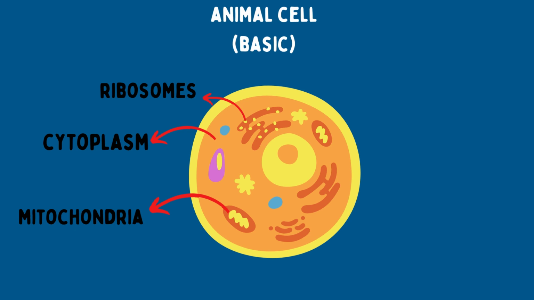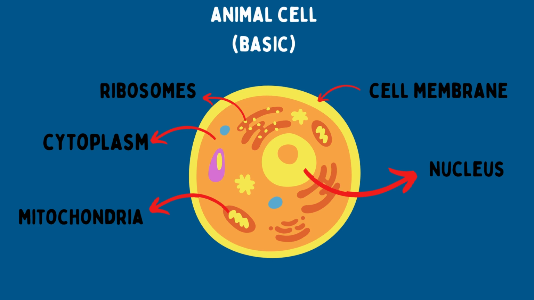Ribosomes. They are the site of protein synthesis. Cell membrane holds the cell together, separating the inside of the cell from the outside. It also controls which substances can enter and leave the cell. Nucleus contains the genetic material and controls the activities of the cell. These five structures are found in both plant and animal cells.